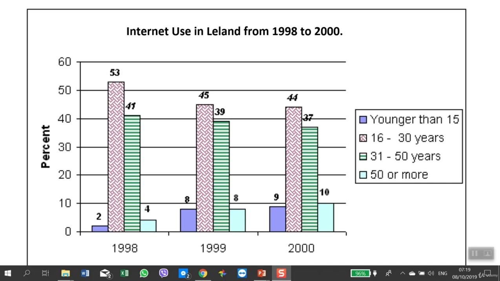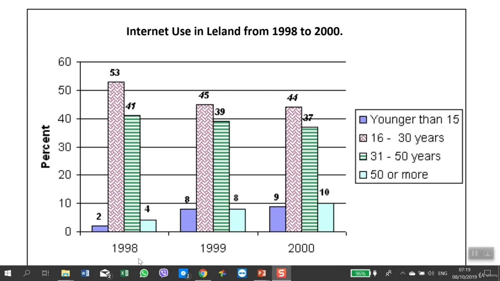How do we introduce the main body? You remember? We begin with more specifically. And remember, all of this language is on your useful language page. So we begin with the highest bar, which is this one here. It belongs to the people between 16 to 30 years old. So we begin more specifically.